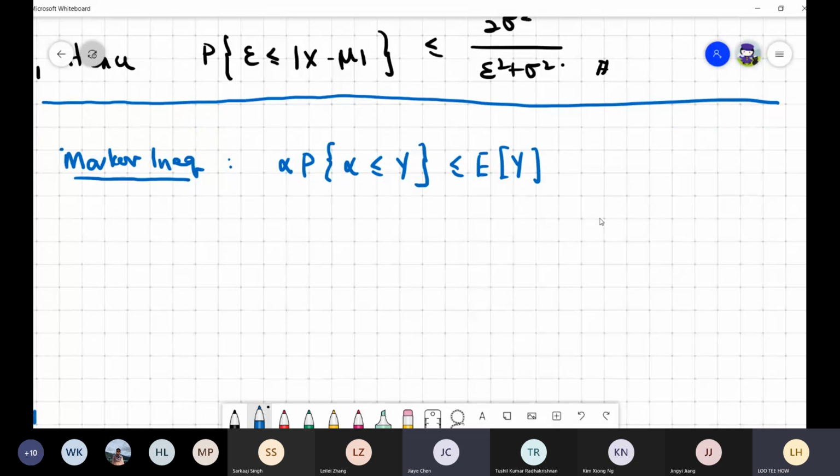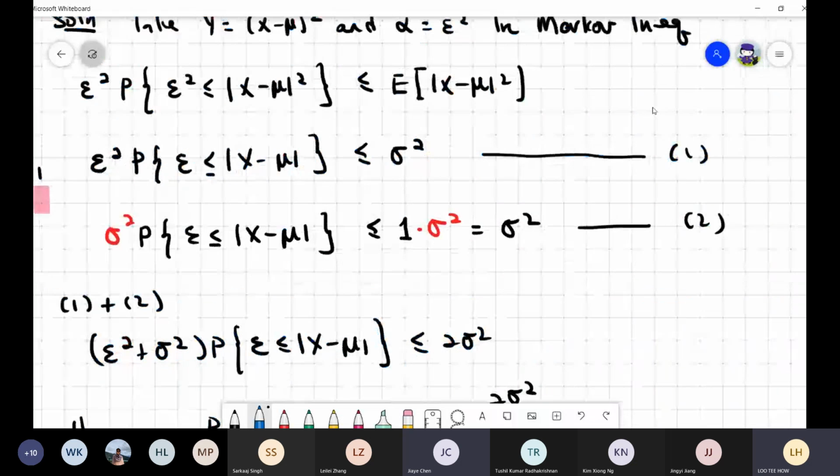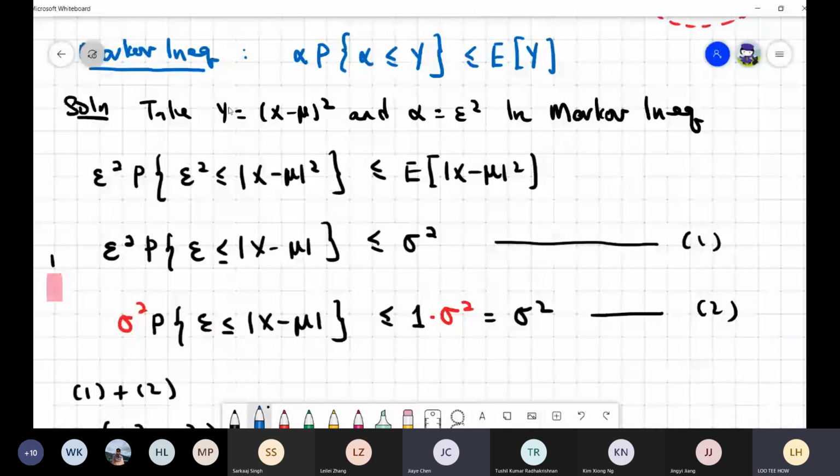Okay, the next thing, just follow what we have done just now over here. So if we take y to be x minus mu square, and if we take alpha to be epsilon square, so this one, this equation 1. Just look at this equation 1 here. So we can actually shift our epsilon to our right hand side over here. Okay, so then we have this.